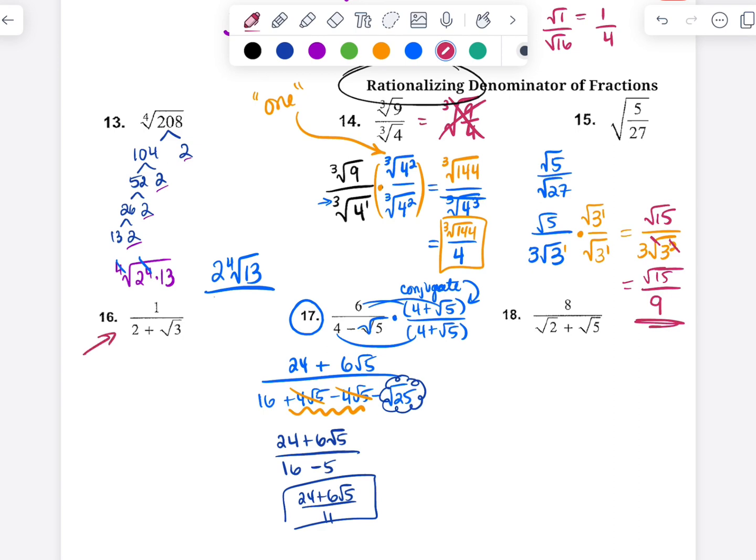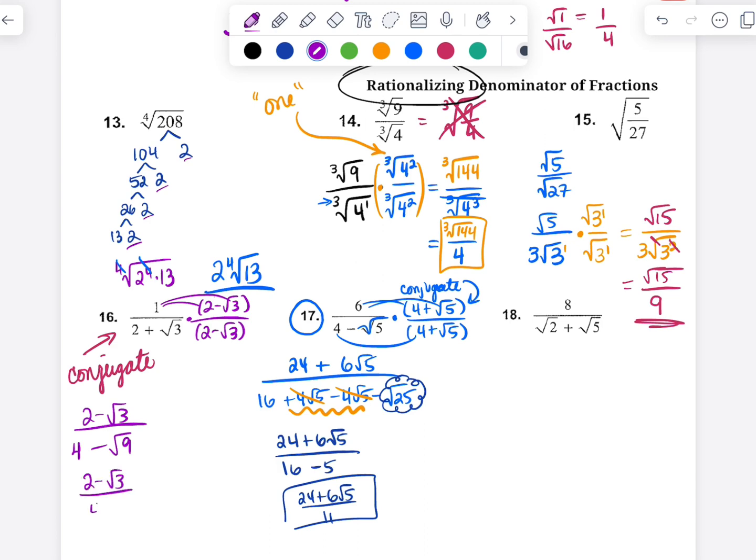Okay, now over here in number 16, you needed to use the conjugate in order to eliminate the root in the denominator, and so that would have been 2 minus the square root of 3, that factor, 2 minus the square root of 3. And so then I would end up, when I multiply, with 2 minus the square root of 3 in the numerator, and I would end up with 4 minus the square root of 9. So I would end up with 2 minus root 3 over 4 minus 3. So that's just 1, like the denominator's 1. So this is really just 2 minus root 3.